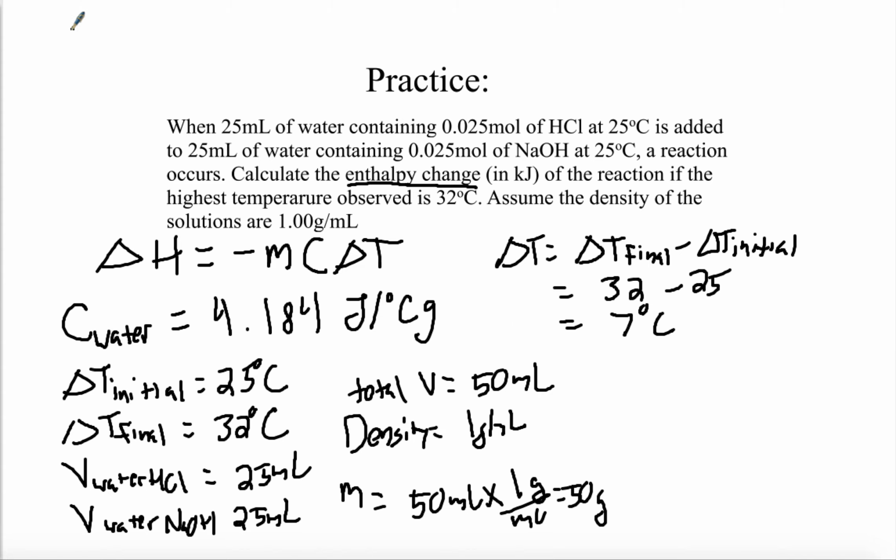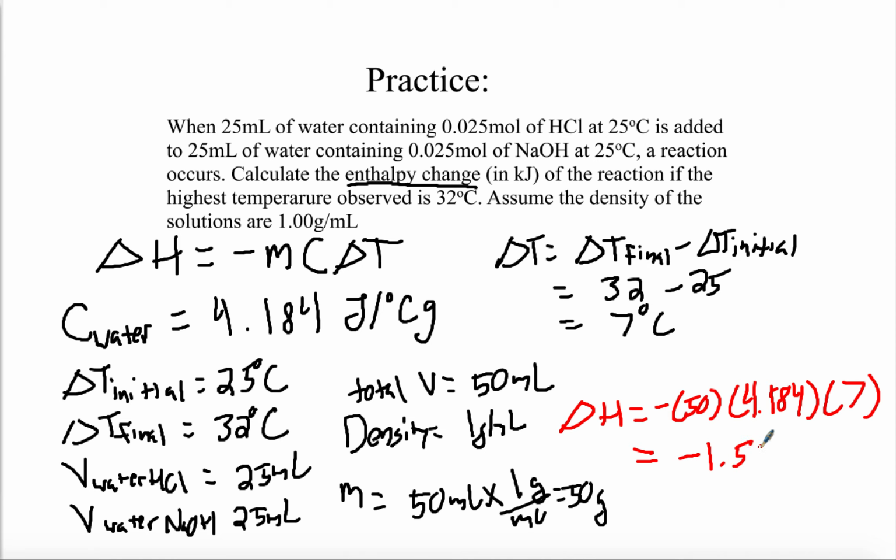Great. So now we can calculate our enthalpy because we have our mass, our change in temperature, and specific heat. So delta H equals negative 50 times 4.184 times 7, which in the end equals negative 1.5 kilojoules. And there you have it. Okay, so you can actually calculate the enthalpy or the heat change in the reaction.